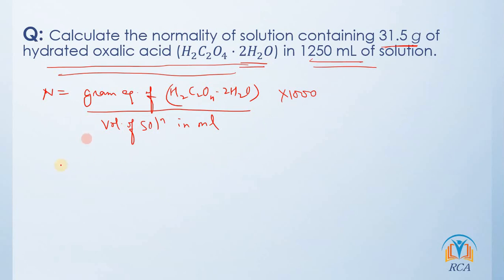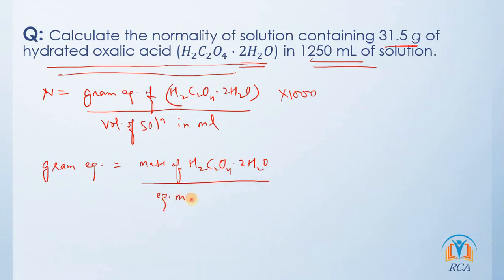Now first of all we'll find the gram equivalents. How do we calculate gram equivalents? By dividing the mass of solute by its equivalent mass. What is the solute in this case? The solute is H2C2O4.2H2O. So this is the term that we have to find out first. Now what is equivalent mass? We'll have to find the equivalent mass so that we can find the gram equivalents. Now how do we calculate the equivalent mass?